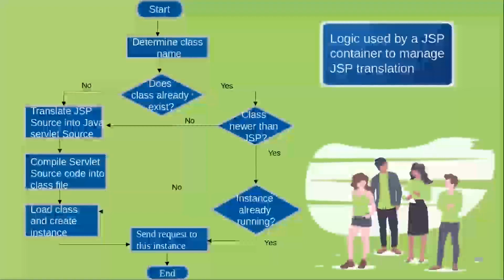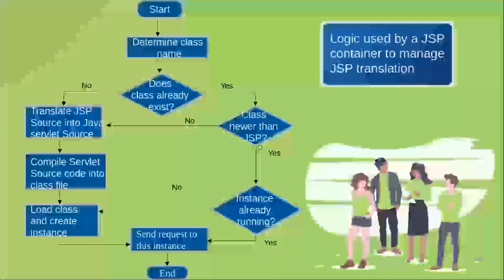Next, when the class already exists, that is yes, then check if the class is newer than the JSP. If it is no, then translate the JSP source into Java servlet source, compile the servlet source code into a class file, load the class and create an instance, send the request to this instance and end the program.